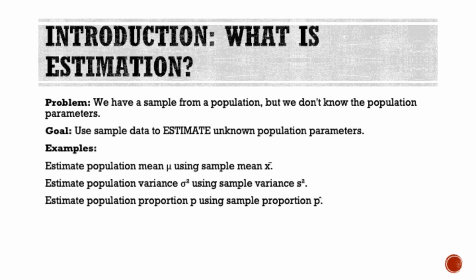Let's begin by understanding what estimation is. In statistics, we have a population with unknown parameters. We take a sample from this population and use the sample data to estimate these unknown parameters. For example, we use the sample mean to estimate the population mean, the sample variance to estimate the population variance, and the sample proportion to estimate the population proportion. The goal is to make inferences about the population based on the sample data.